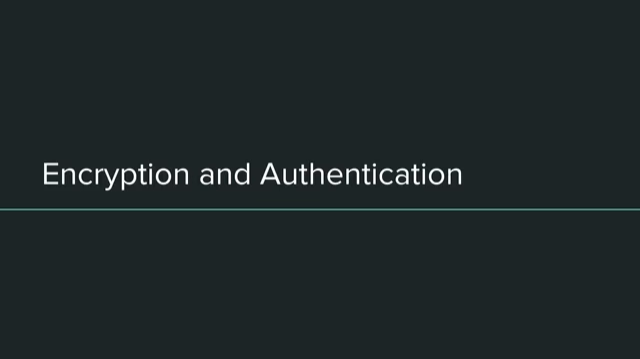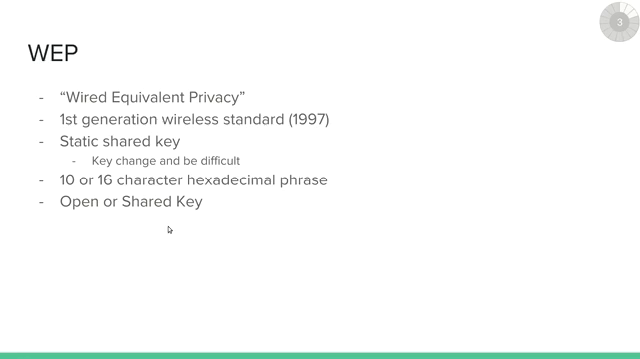Alright, for encryption and authentication, we will be discussing the standards that most Wi-Fi networks will use. First off, we have WEP. It was first standardized in 1997 and stands for Wired Equivalent Privacy, though nowadays it is far from that. It uses a static shared key.